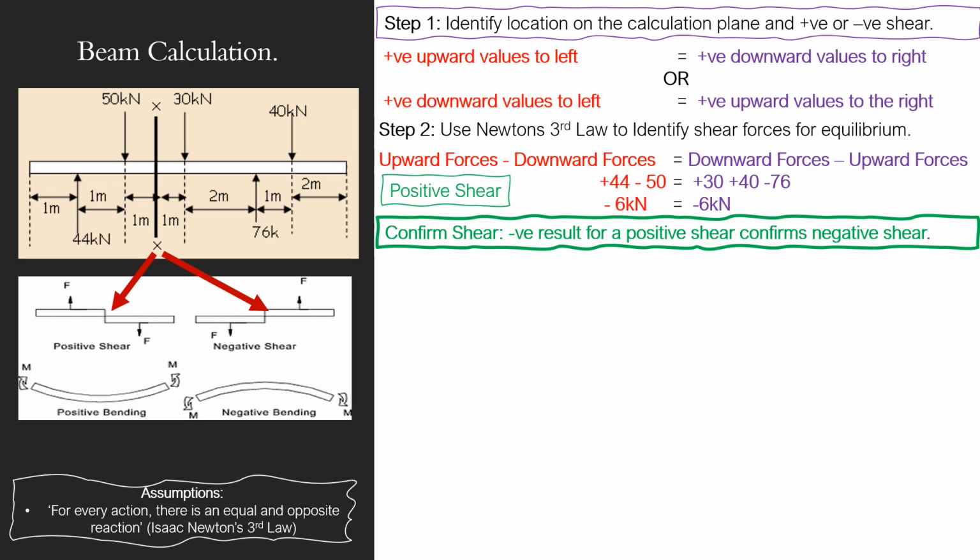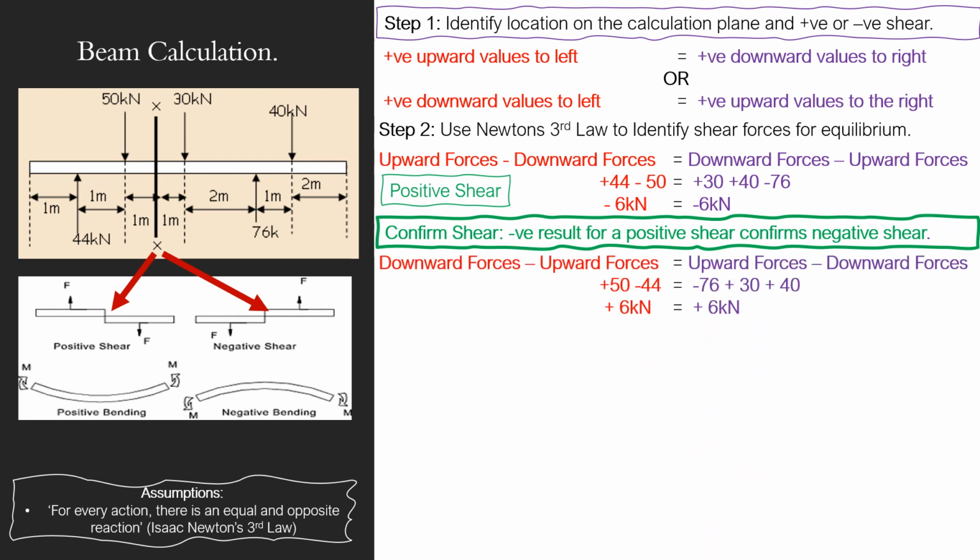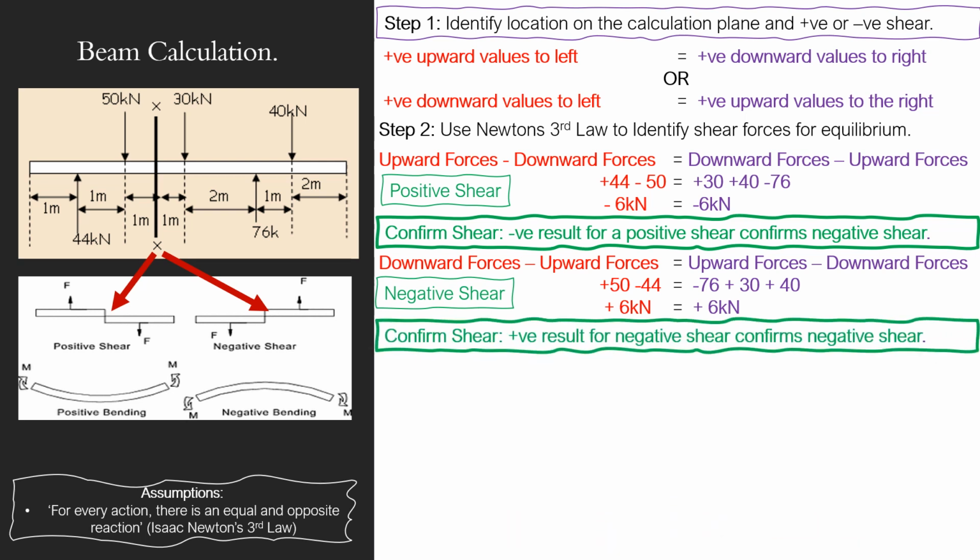So then have a go at the negative shear. All you're doing there is looking at the picture of negative shear, and saying anything to the left that's pushing down is a plus and anything pushing up is a minus. Anything to the right that's pushing up is a plus and pushing down is a minus. That's all you do. And as you can see here, we come up with the same value, the 6 kilonewtons, which is negative shear, confirming negative shear.